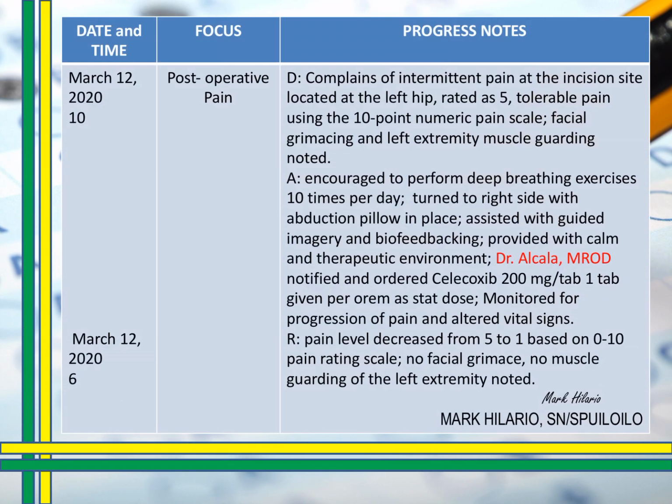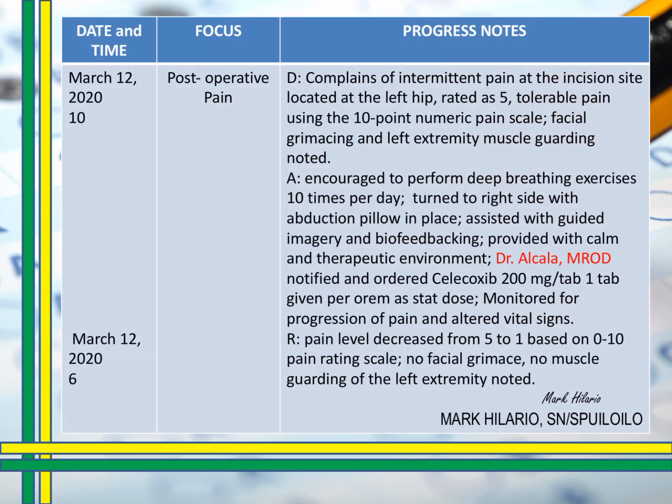So let's continue now with the action section of your DAR charting. We have there: Dr. Alcala, MROD, notified and ordered celecoxib 200 milligrams per tab, 1 tab given per orem as stat dose. We'll stop there. As can be seen, that statement is a dependent intervention. When we say dependent nursing intervention, it means that you need a doctor to order that particular intervention for you to perform. In this case, the doctor was notified and ordered the following medication. So after writing your independent nursing interventions, you have to write your dependent nursing interventions.